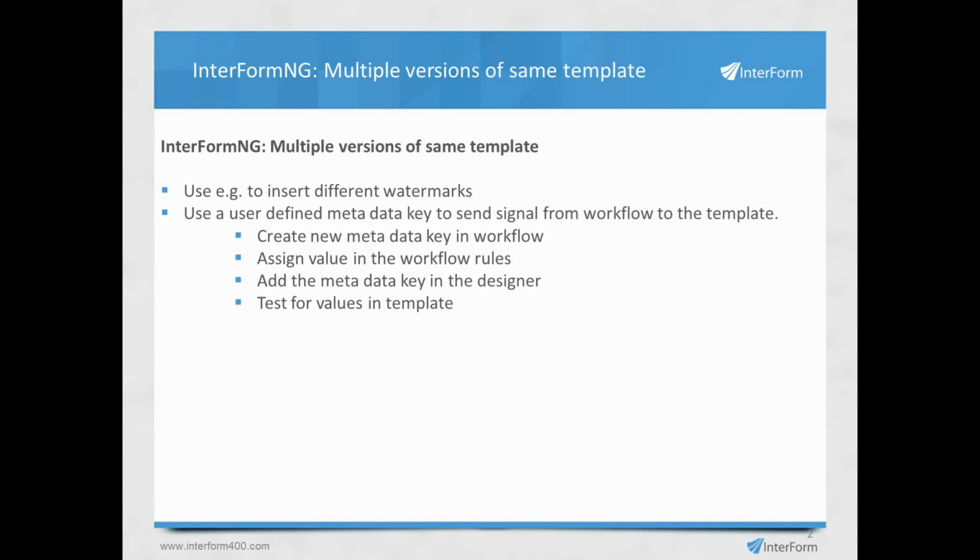So the steps we need to go through are these. Create a new metadata key in the workflow. We assign a value to that key in the workflow rules. For the designer, we first need to add that metadata key so it's known, and then we test for the different values in our template. So let's go through the steps.